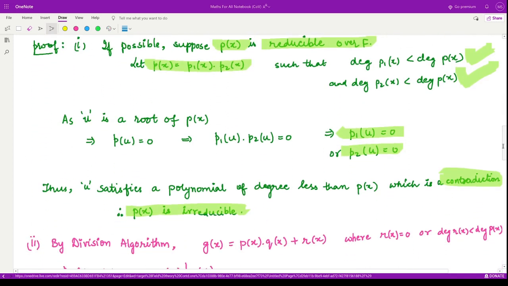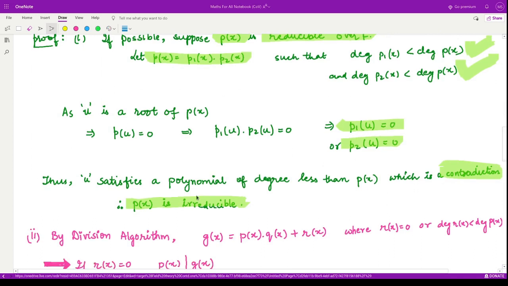So let us assume that g(x) be some other polynomial. So g(x) is also in F[x], p(x) is also in F[x]. Moreover, the degree of p(x) is less than the degree of g(x), because p(x) is the minimal polynomial such that u satisfies it. Therefore, we can apply the division algorithm onto this.